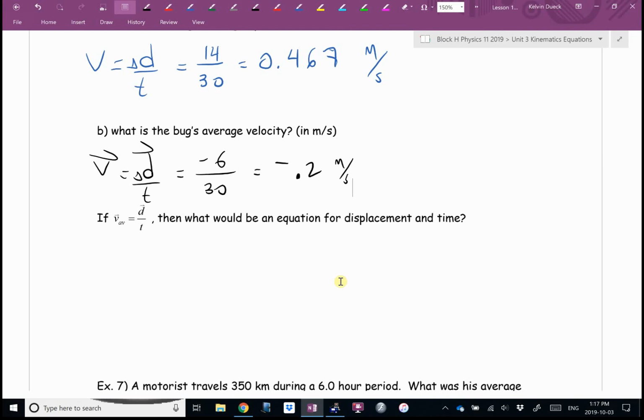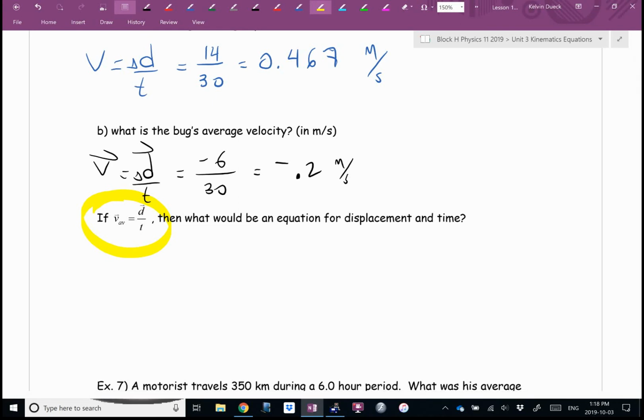So the equation that I've given you is this one, V average equals D over T. I dropped the change in front of the D because I'm lazy for now. How many variables are there in that equation? How many letters? That's 3: a V, a D, and a T. Don't worry about the subscripts. Those aren't variables. There are 3 variables. What that means is it's actually 3 equations, not 1.